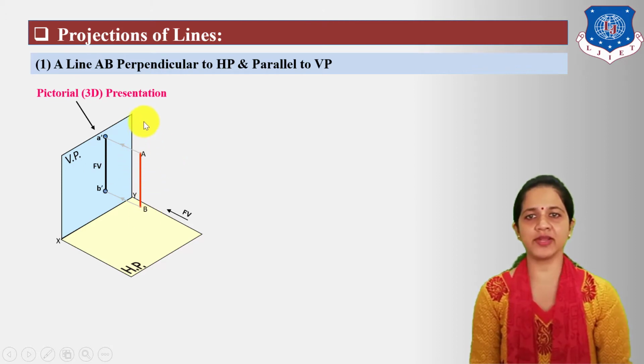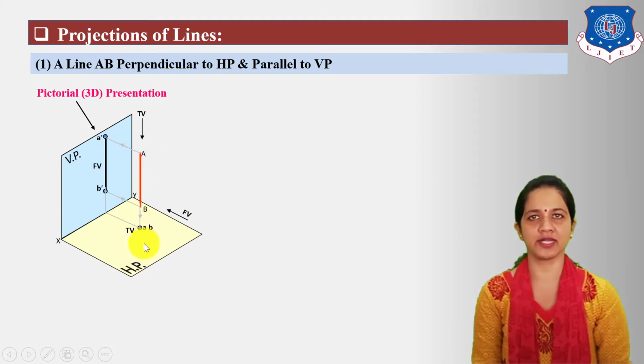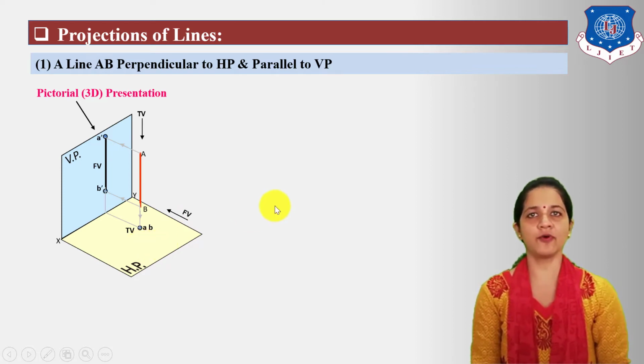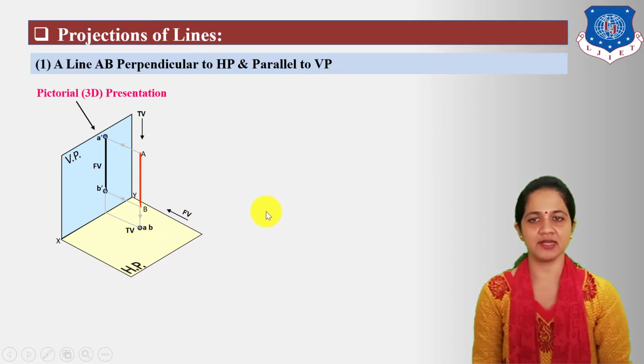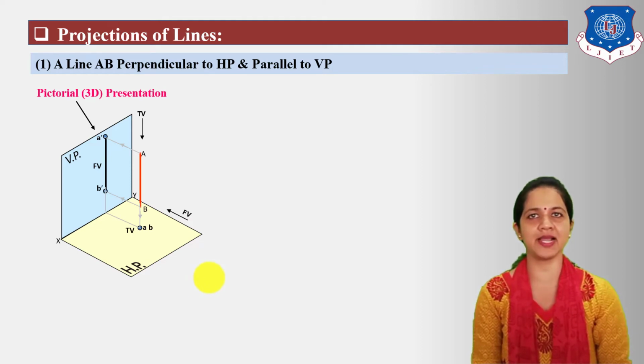Next, when we take projection of this given line from the top direction, we get its top view on the horizontal plane as a point, because line AB is perpendicular to the horizontal plane. Now for orthographic presentation, we need to rotate the horizontal plane in clockwise direction up to 90 degrees. And that is our final answer for this given case.